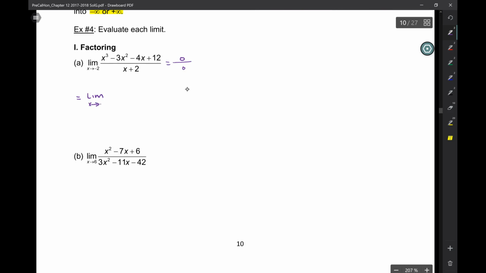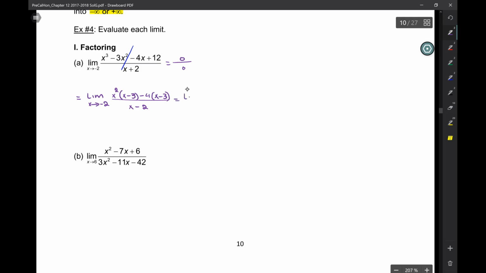So this is going to equal the limit as x approaches negative 2 of... the bottom can't be factored, but the top, I have a cubic term with 4 terms. How do I factor that? Grouping. Yes, exactly what you said. All right, let's group them. So what can I factor out of here? x squared, and we get x minus 3 minus 4, x minus 3. Oh my, look at that.